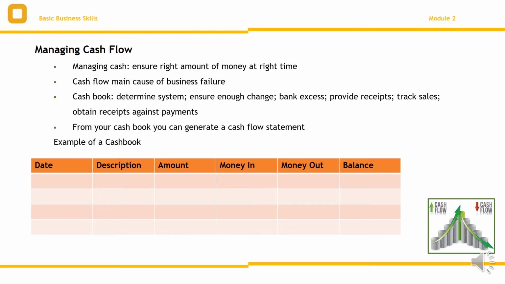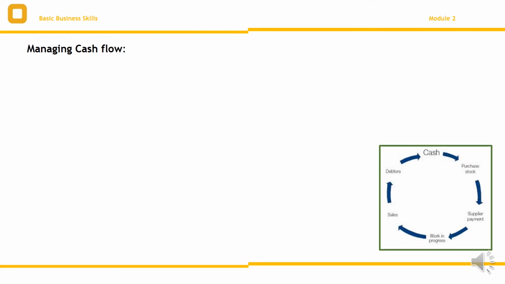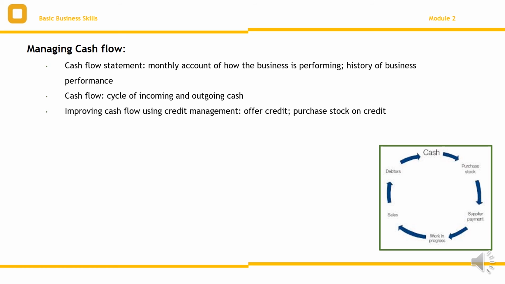So from this cash book, you would then prepare what we call a cash flow statement at the end of the month. So in keeping your records, you can have this cash book where you record all daily cash transactions that happen within your business. Once you've compiled a cash book, you then can compile what we call a cash flow statement. The cash flow statement is going to be a monthly account of how the business is performing. With a cash flow statement, you'll also be able to track the history of the business performance.